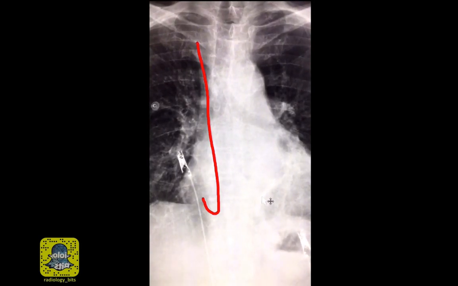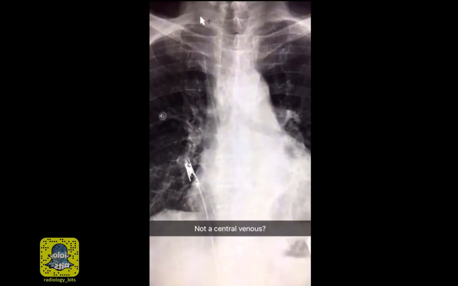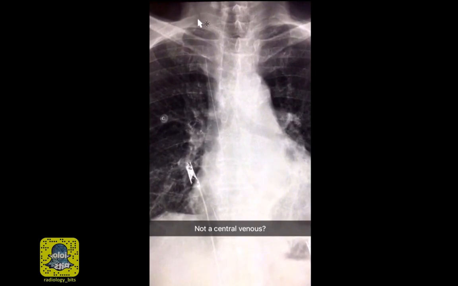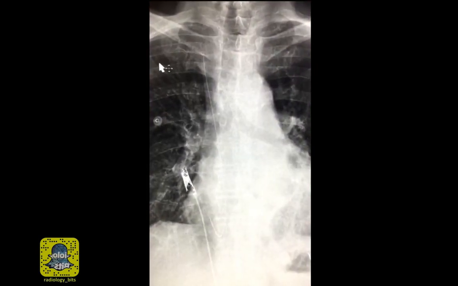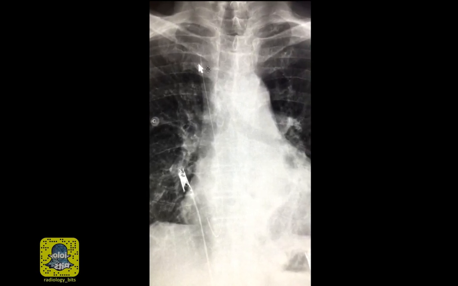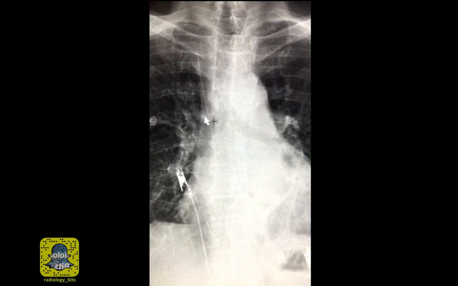And here's an illustration of the line in a better way. One of the things you could think about is a central line. However, a central line should descend from the internal jugular or subclavian. This is not the case here. This is not a PICC line. A PICC line should have a course that runs from the arm into the subclavian, then into the brachiocephalic, and finally into the SVC.